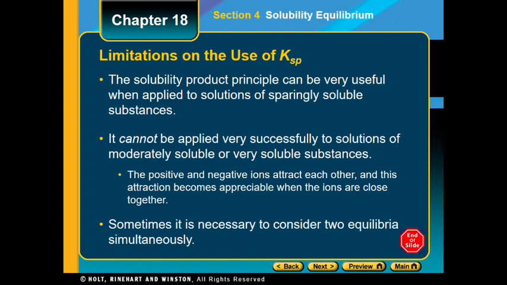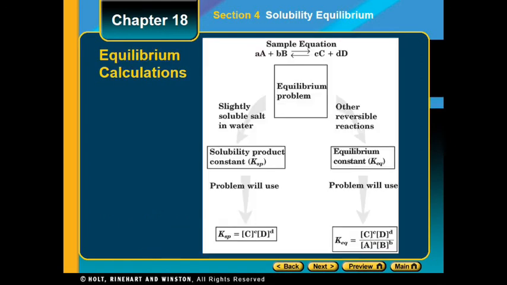There are some limitations to KSP. The solubility product principle can be useful if applied to sparingly soluble salts. It cannot be very useful, though, to solutions of moderately soluble or very soluble substances. That's because your positive and negative ions will attract each other, and that attraction is appreciable when the ions are close together. So sometimes you have to consider two different equilibria at the same time.